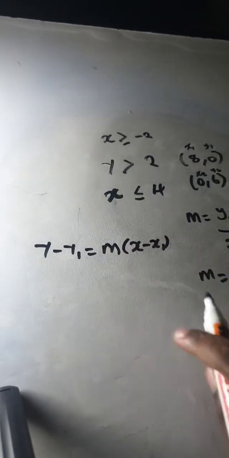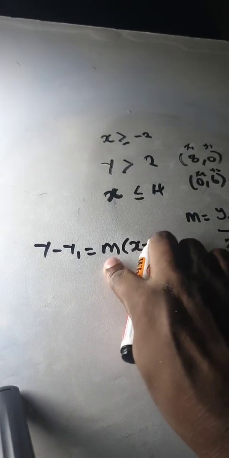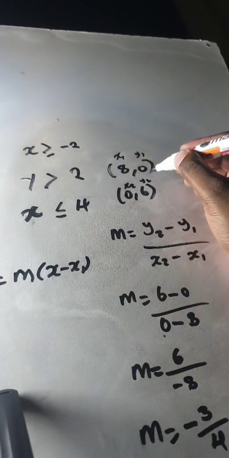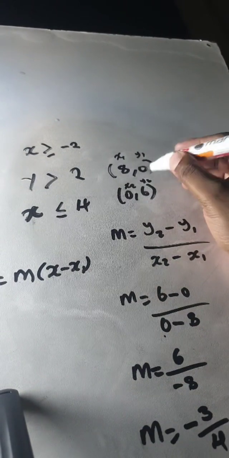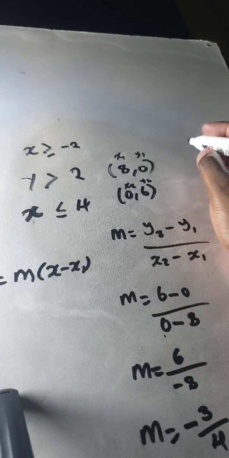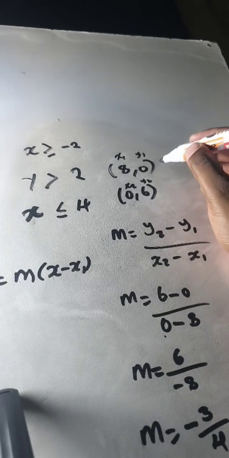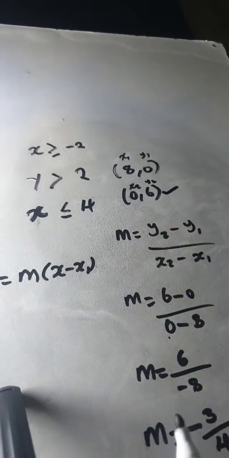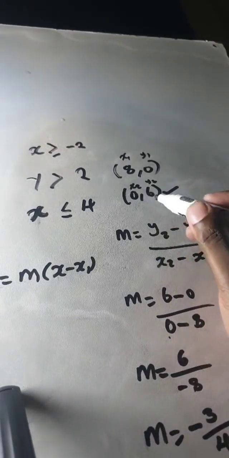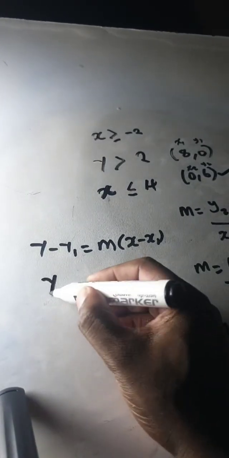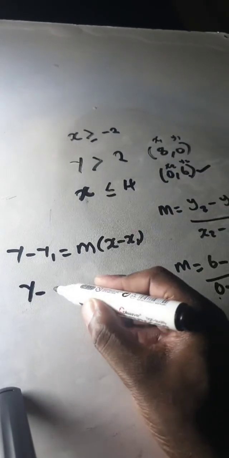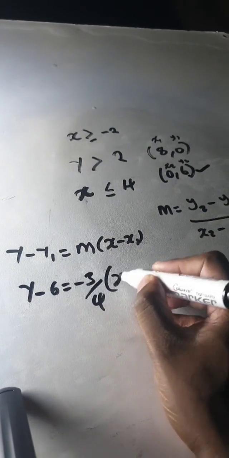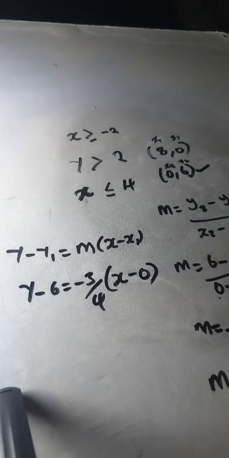This one now will help us because that gradient we needed to find. This y1 and x1 can be gotten from any of the coordinates. All right, we can get any coordinate. So preferably, I'm going to get the one where x is 0 to make my work easy. So I'll pick (0, 6). So where there is y1, what am I putting? 6, equals gradient, negative 3 over 4, times x minus x1, where there is x1, I'll put 0.